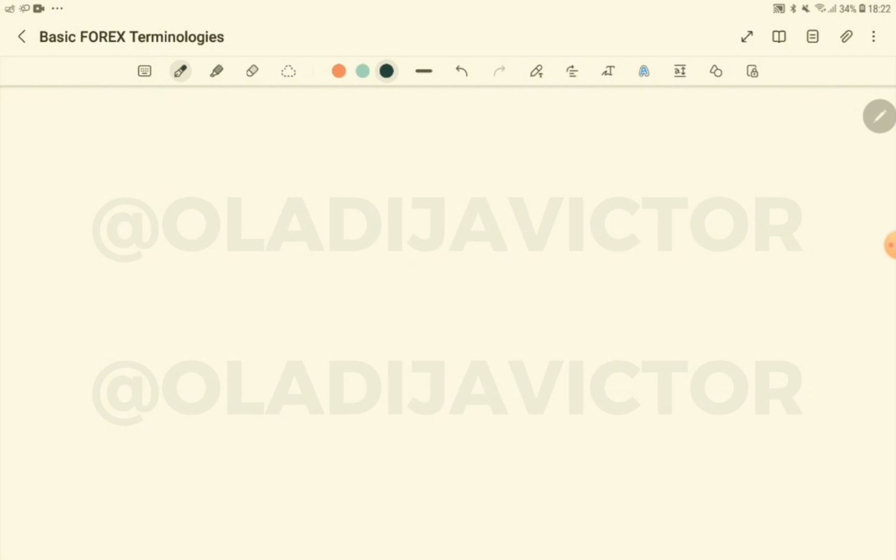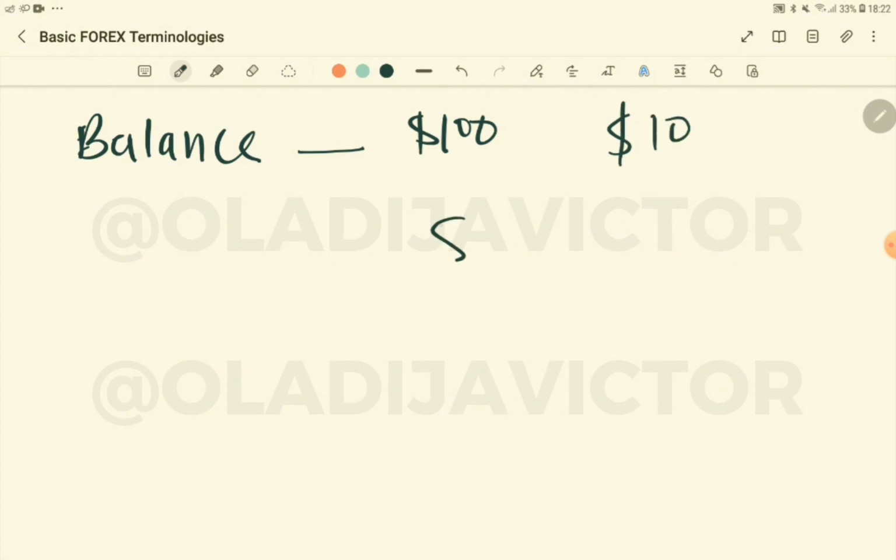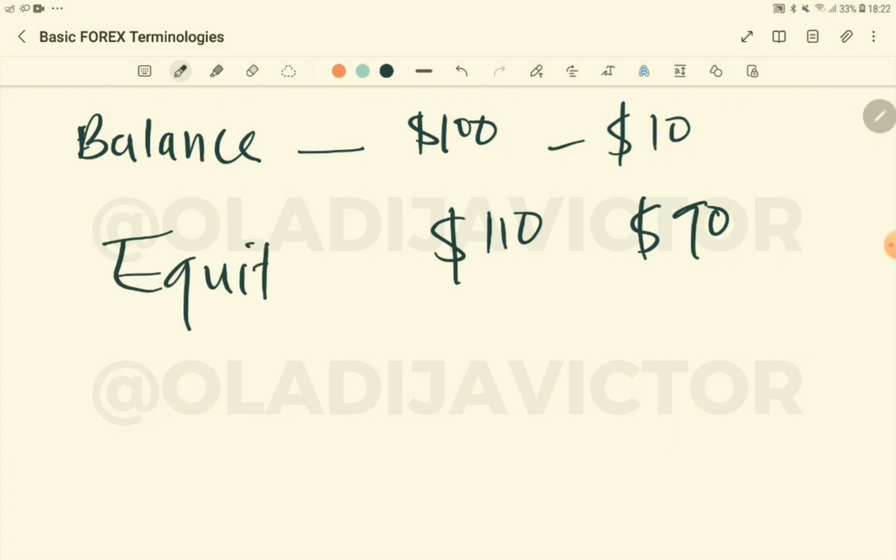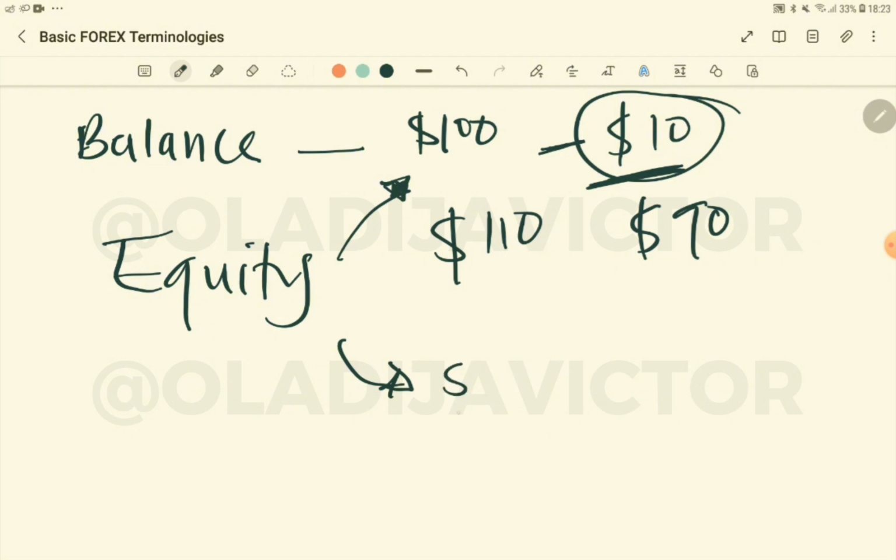Your balance is the amount that you have in your account after you trade. So, for example, if your trade was $100 and then you made $10 profit, your balance, of course, is $110. If you made $10 loss, your balance, of course, is $90. That's what it is. Equity, on the other hand, is like your floating balance. So if your balance is $100 and this $10 is floating, that means you've not closed the trade yet. It's already a minus 10. So what you'll be seeing in equity is $90. You have not closed it yet.